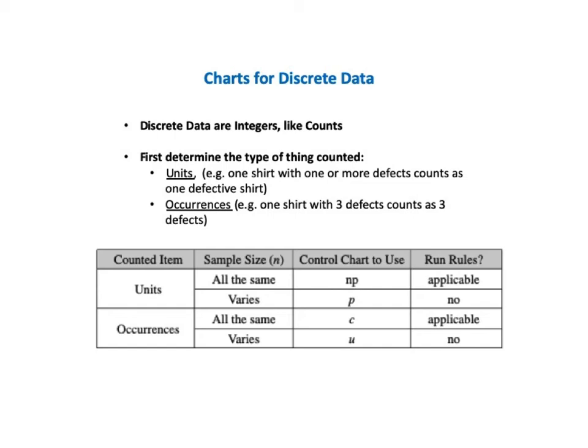For units, use the NP and the P charts. The statistic plotted is the proportion of units with defects. If the samples are all the same size, use the NP chart. Otherwise, use the P chart. For occurrences, use a C, the count chart, if the samples are all the same size. Otherwise, use the U chart.